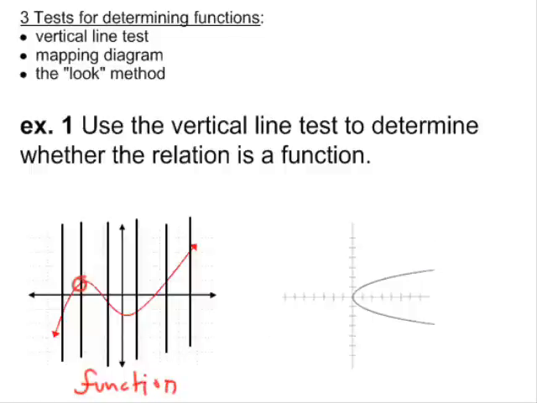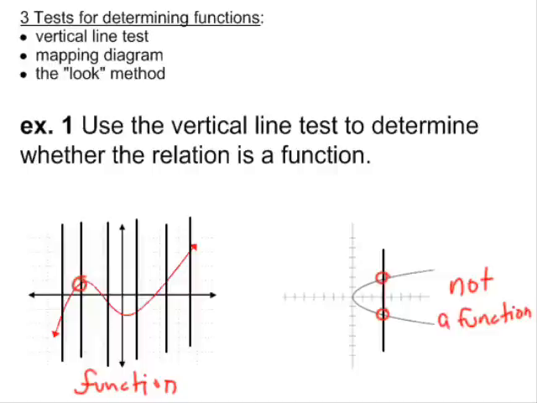Alright, if I do the same thing for our parabola, we test it with our vertical line. This time, when I put it down, you can see that our parabola function is intersecting our vertical line twice. That means it immediately fails the test, and so this is not a function. And we would write not a function beside it. So there's one test for determining a function.